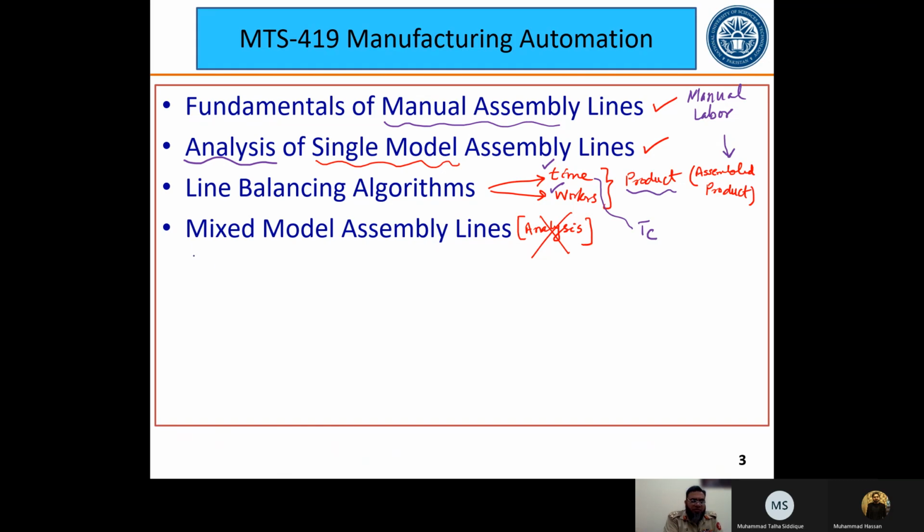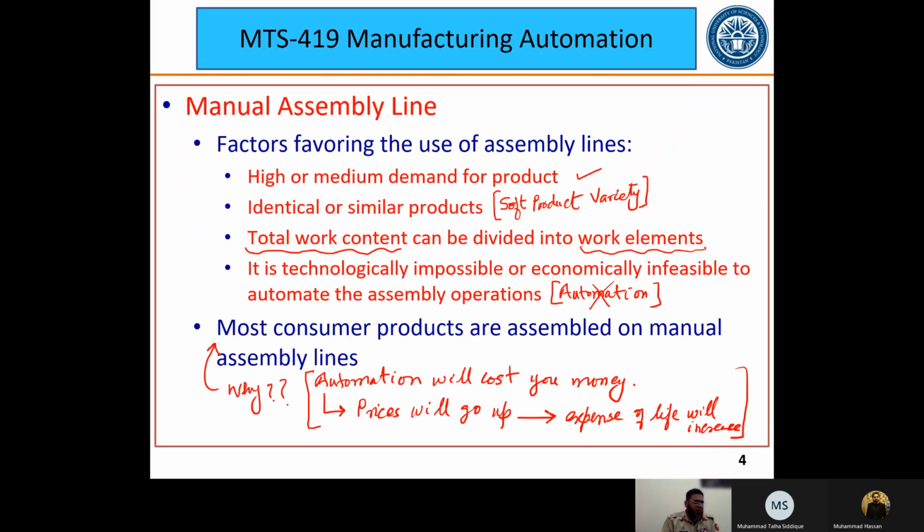There is another terminology which we will come across, that is mixed model assembly line. This is used for batch production. We are going to talk about this mixed model assembly line, but we will not carry out its analysis. We will only be carrying out the analysis of the manual assembly line, which will be the single model assembly line. So let us move forward and talk about the manual assembly line.